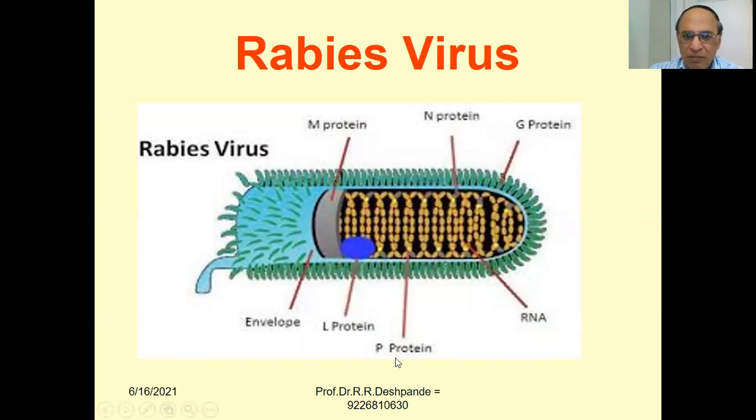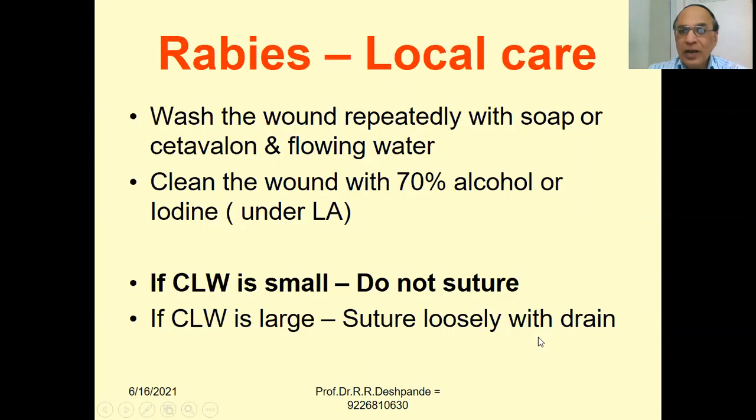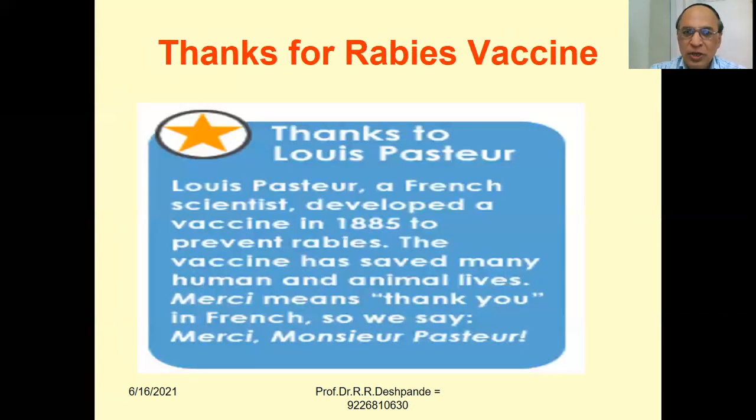Rabies virus, how it looks like: M protein, N protein, and G protein. The envelope cover is there: L protein, P protein, and RNA. Local care: after a dog bite, wash the wound repeatedly with soap or Cetavlon and flowing, running water. Clean the wound with 70% alcohol or iodine under local anesthesia. The doctor will do that. If the cut and lacerated wound is small, do not suture. Never suture that wound. If the wound is large, this is for the doctor: suture loosely, keeping the drain. The doctor should keep the drain there after suturing.